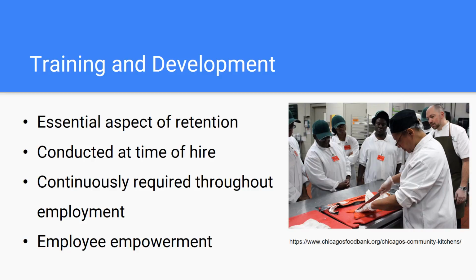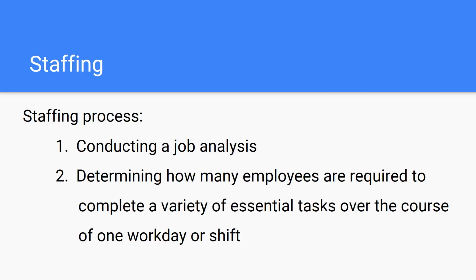Employee empowerment involves giving your employees all of the resources and tools that they need to do their job in the instance that you're not there. When a human resource manager is trying to develop his or her staff, the first part of the staffing process involves conducting a job analysis. The second step is determining how many employees are required to complete a variety of essential tasks over the course of one workday or shift.